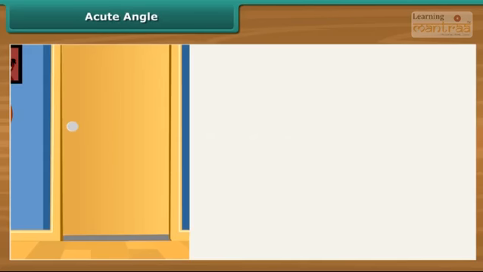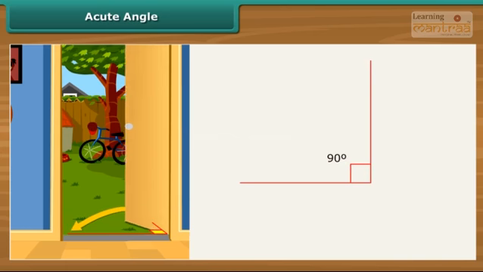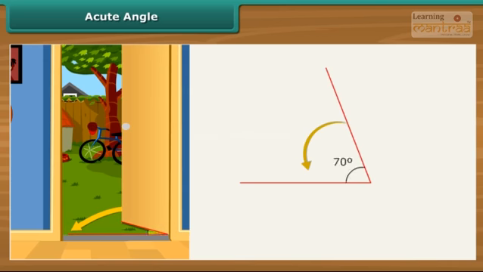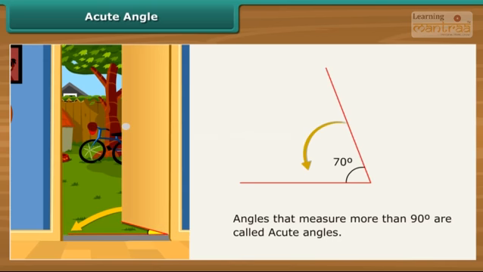Acute angle. Look at this picture of an open door. Can you identify the angle that it makes with the ground? Yes, 90 degree. Now shut the door slowly. Can you identify the angle that it now makes with the ground? You're right, less than 90 degree. Angles that measure less than 90 degree are called acute angles.